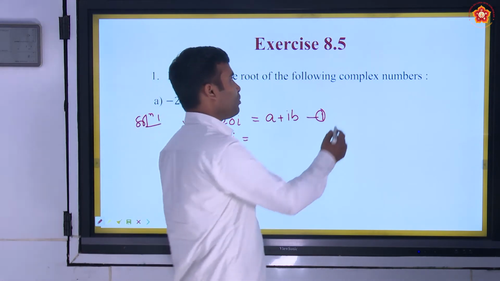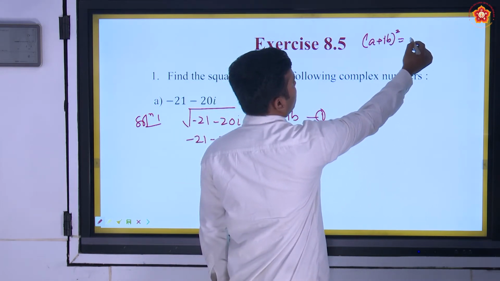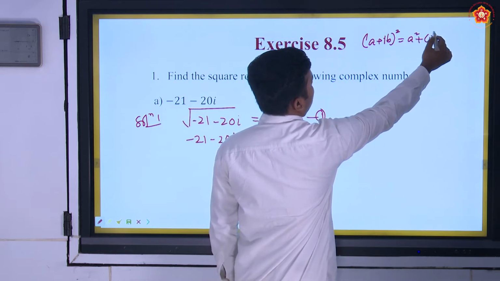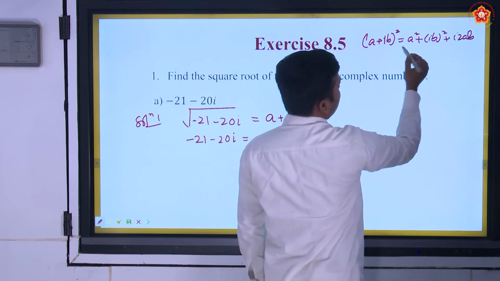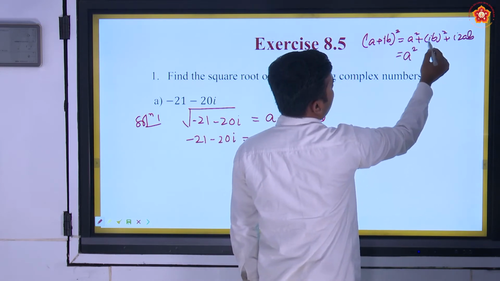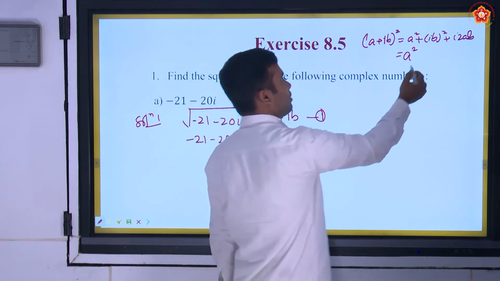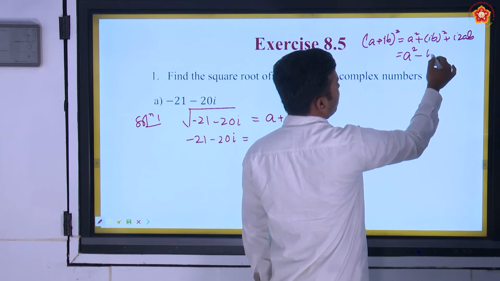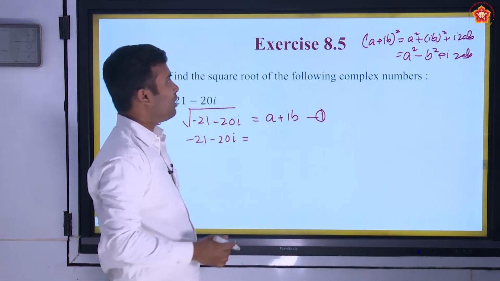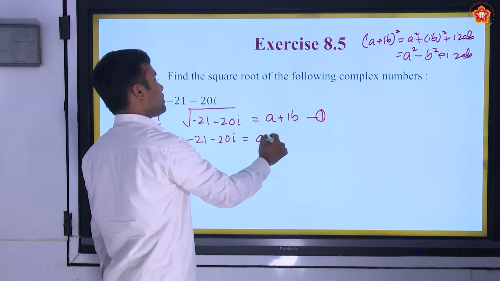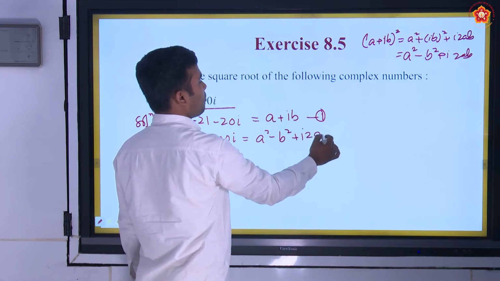What is (a plus ib) whole square? (a plus ib) whole square is equal to a square plus (ib) whole square plus 2iab. Here i square into b square, and i square is minus 1, so this will be minus b square, plus 2iab. So now (a plus ib) whole square is a square minus b square plus 2iab.